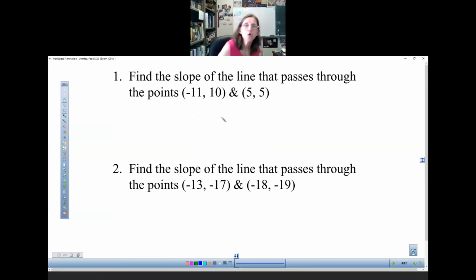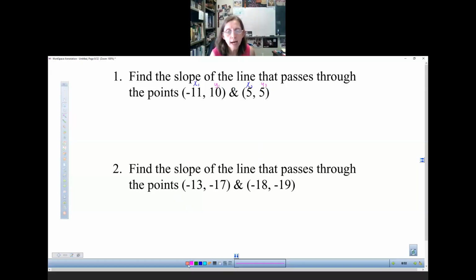Okay, so first things first. Find the slope of the line that passes through these 2 points. I would highly recommend that you either color code these or you label these, okay? So I'm going to color code and label. So here is my x1 and my x2. It doesn't matter which order they're in. It matters which one is x, okay? Here is my y1 and here is my y2, okay?